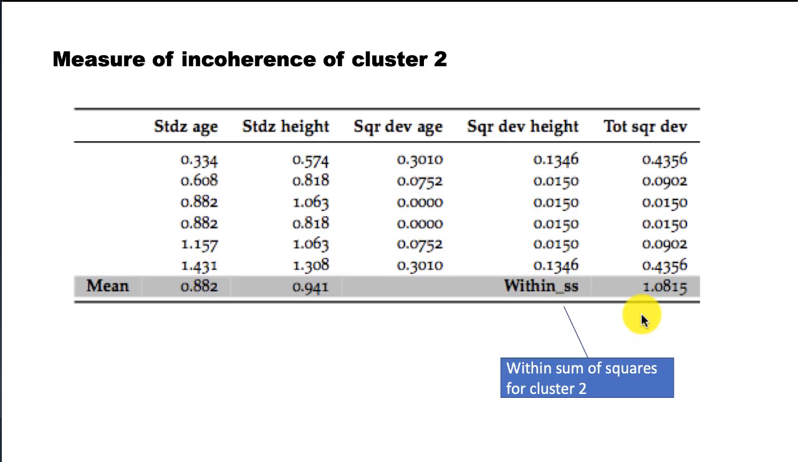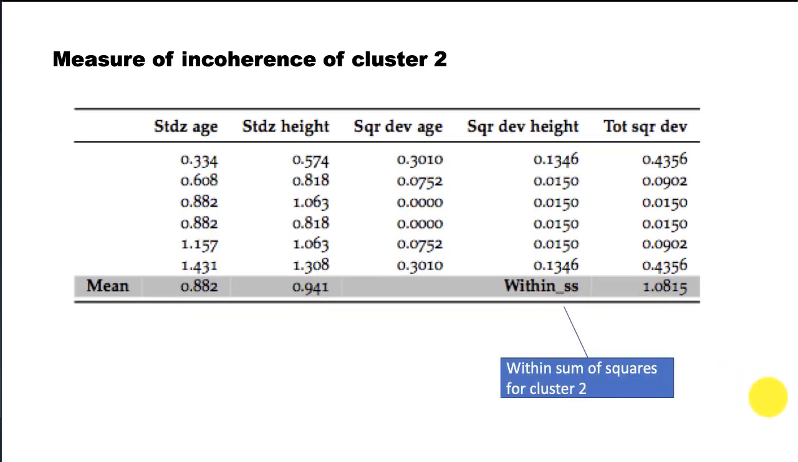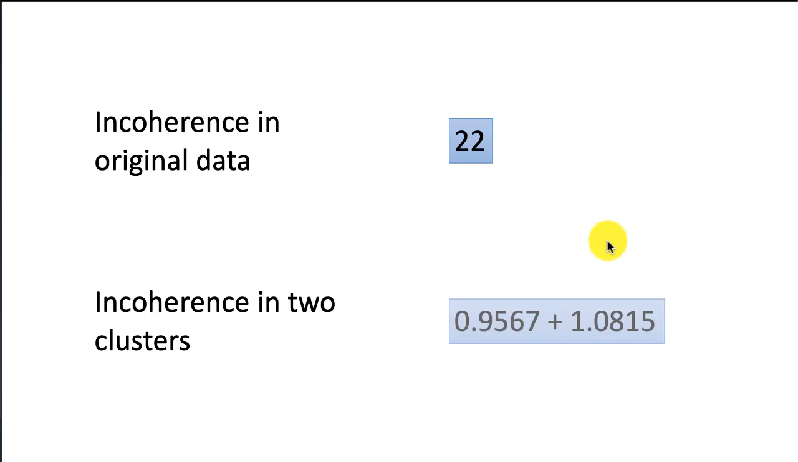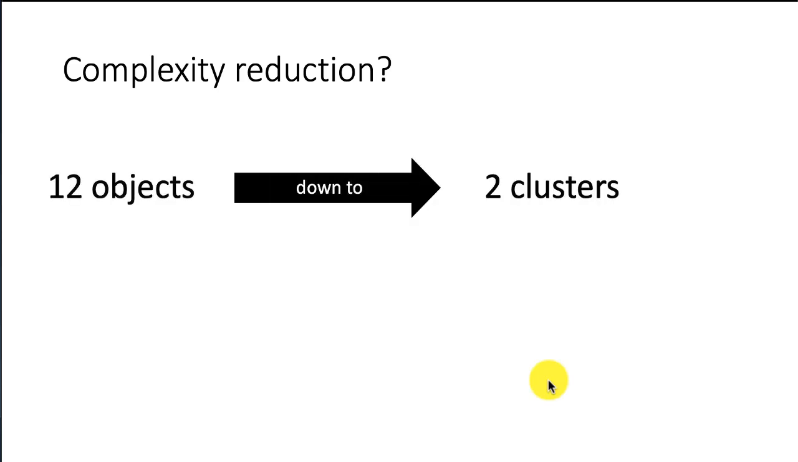And the sums of squared deviations for the two clusters are close to 1 each, so they add up to close to 2. So the incoherence of the original data was 22, and the incoherence in the two clusters is about 2. We've got a massive reduction in the incoherence. Each of our clusters is extremely coherent. There's a lot of incoherence in the original data, and we've reduced that. We've also reduced the complexity from 12 cases down to 2 clusters. We started with 12 objects, and we are now with 2 clusters.